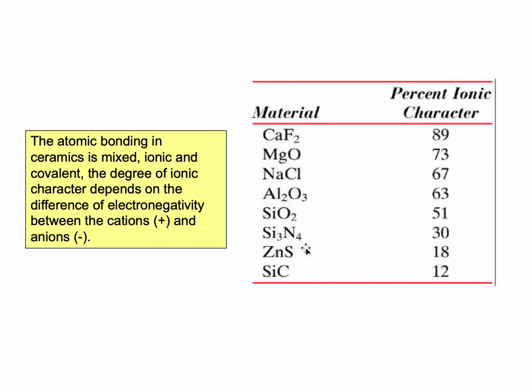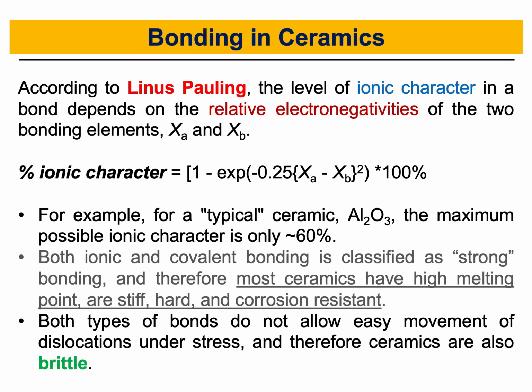So each of these materials has a specific property that will result in using it in a specific application, and all of these numbers depend on the electronegativity, based on the formula that Linus Pauling suggested to calculate the ionic character.